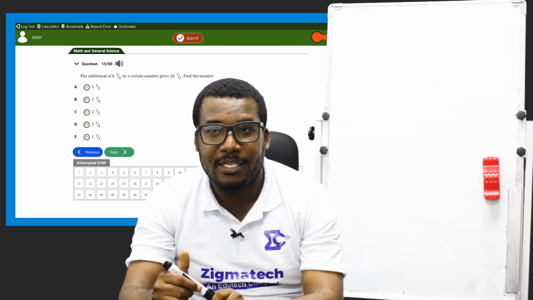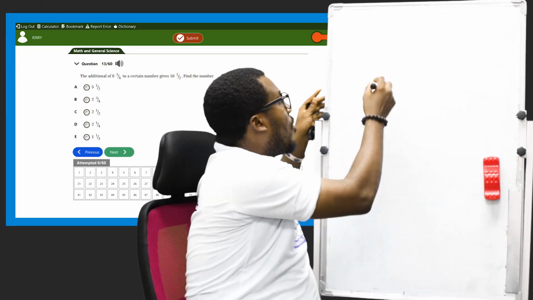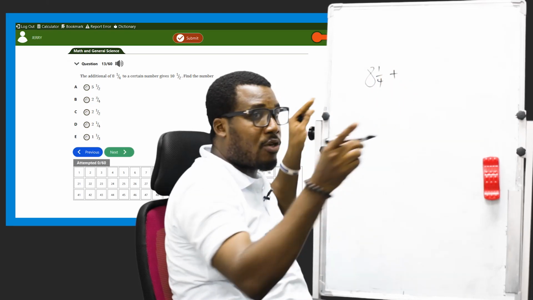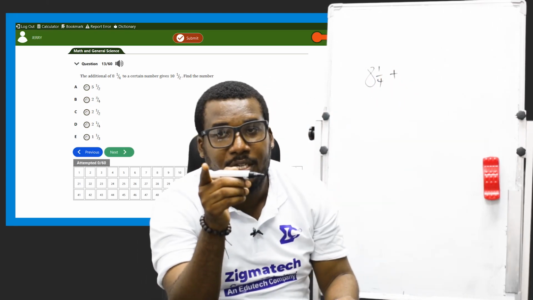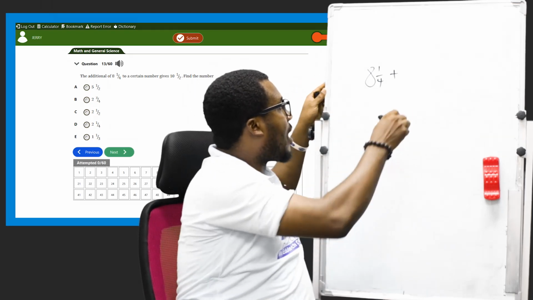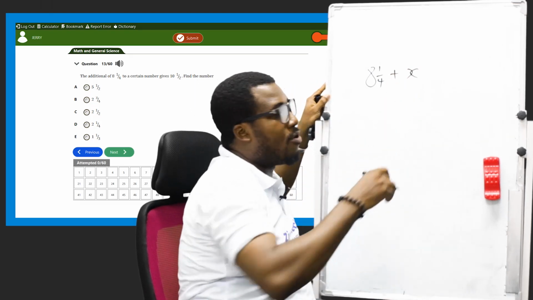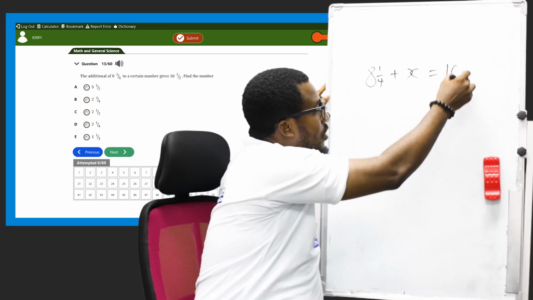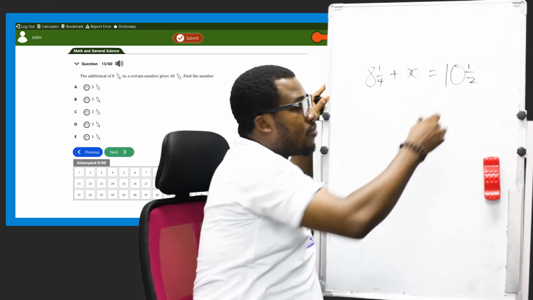There is a total number there. What do I mean? We have the known number to be 1 over 4 that adds with a number, because the keyword they use is addition. So there's addition there. Add with a certain number which is unknown. Let me call that number X. And they say the result we got was 10 whole number 1 over 2.